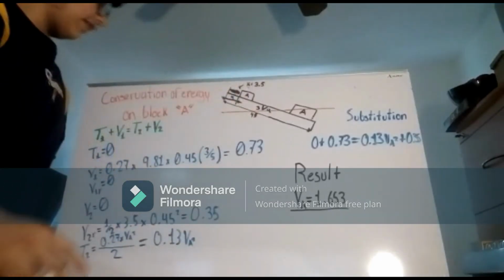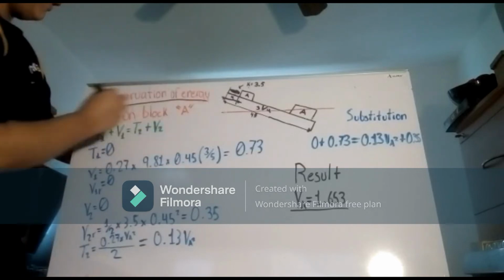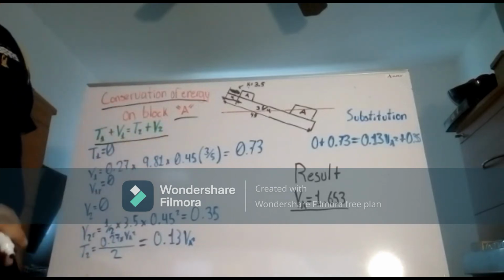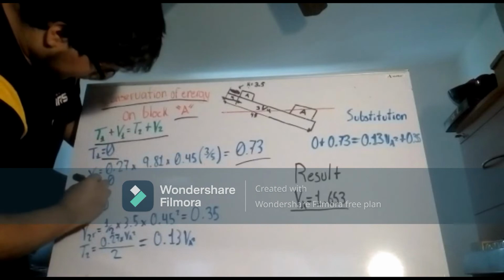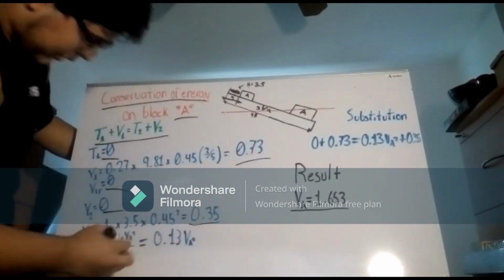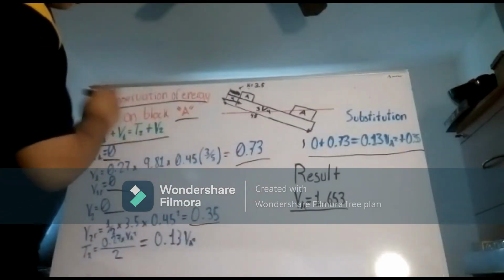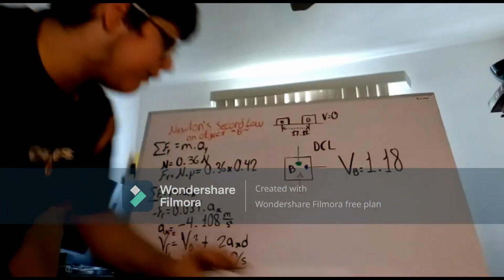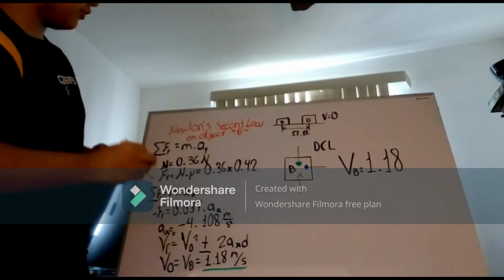The first step in order to find the coefficient of restitution is the conservation of energy on block A. We use its formula, and now that we have the formula, we search for the values of the variables, and now that we have the values, we substitute them, and we take the result just for the conservation of energy on block A, that is 1.653.